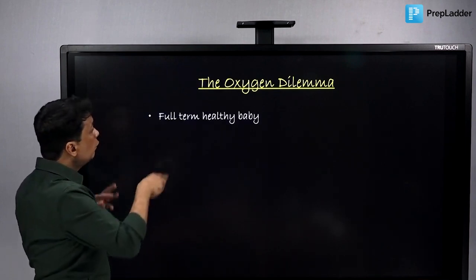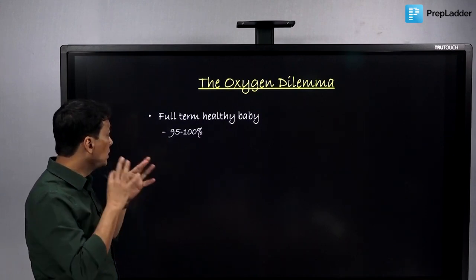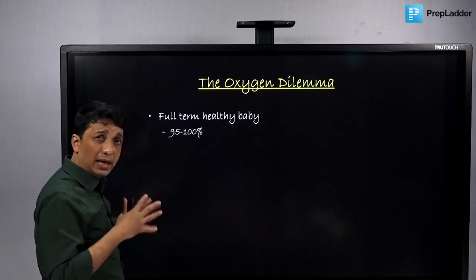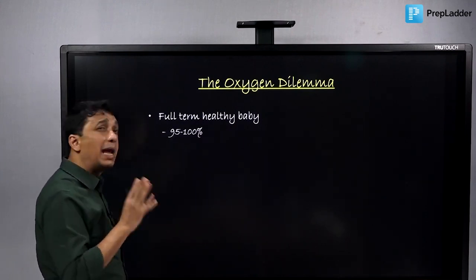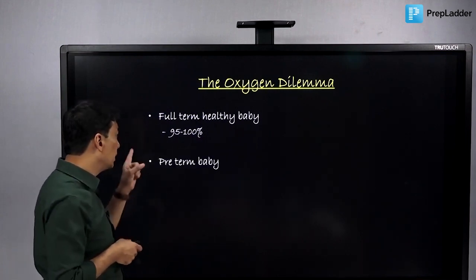We all know that for a full-term healthy baby, every pediatrician knows that we can give oxygen. Almost 95 to 100% of saturation can be given to a full-term healthy baby. But this is not true for a preterm baby.